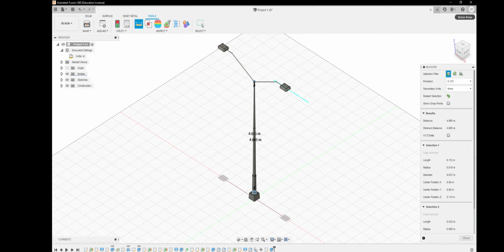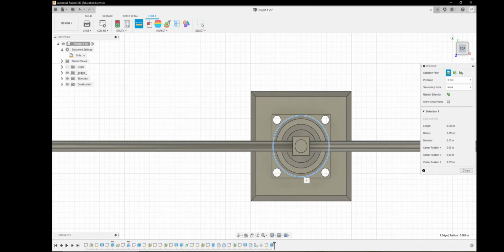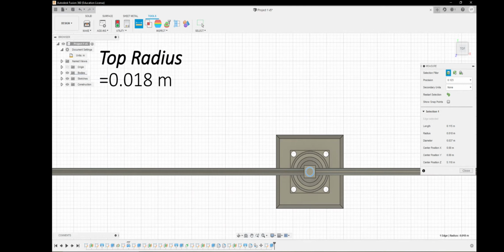Following are the models. It's the model that I created on Fusion 360, which gives us the height, the bottom radius, and the top radius.